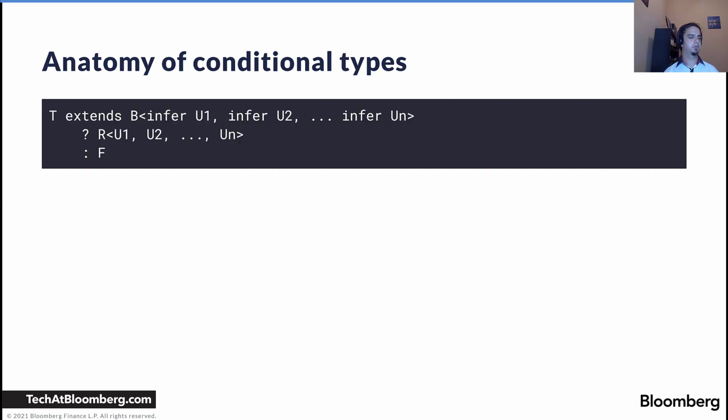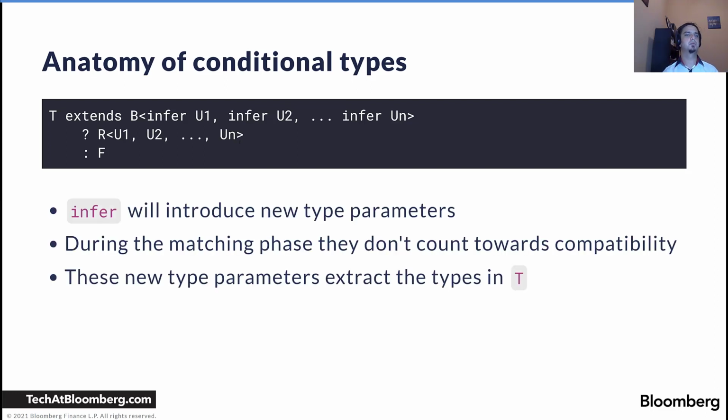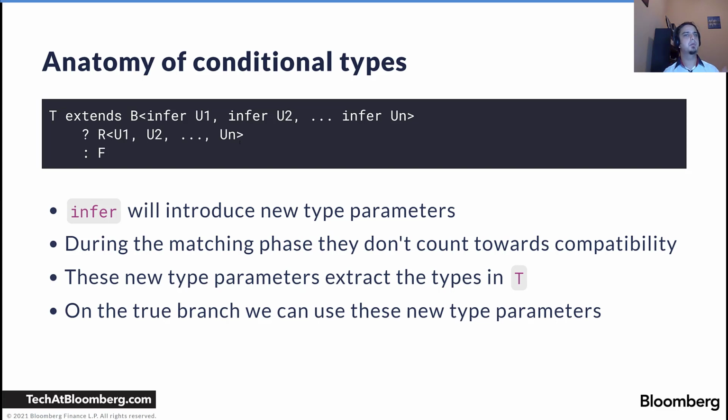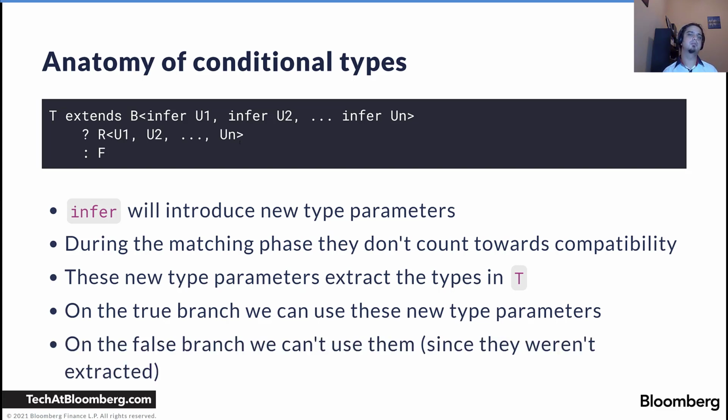So what is the anatomy of such a conditional type? Well, we have again T extends, and then we have a type expression which can contain any number of inference points, places inside the type where we don't actually have a specific type we want to match, but we want to extract the type at that location. And this can be any number of type parameters that we introduce. And then on the true branch, we have access to these new type parameters and we can use them. On the false branch, we can't use them because they weren't actually inferred.